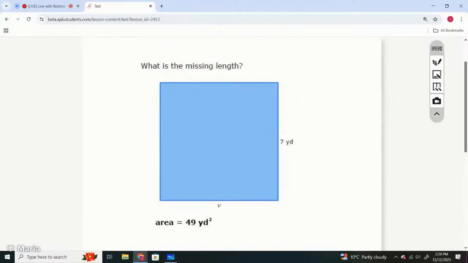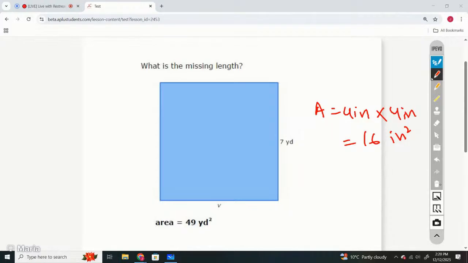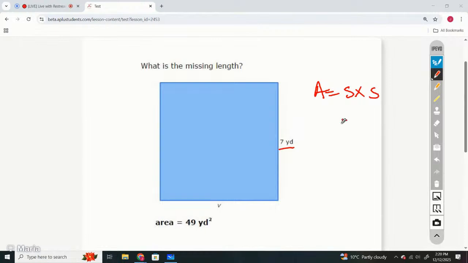Okay, the next one is what? Missing length, right? So we are given the shape is a square, right? We know that the area of the square is side times side, right? So we are given one of the side lengths, that is 7 yards. We need to find the other one, right? That is written as V. And we are given the area, that is 49 yards square. We need to find the value of V only.